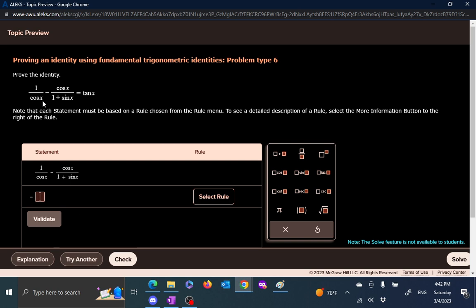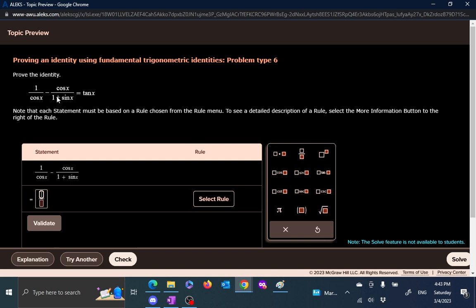So we have 1 over cosine of x minus cosine of x over 1 plus sine of x. We want to show that that is equal to tangent of x. So what do we do? There are two fractions here. Maybe we try to actually take common denominator and subtract them, see what happens. So I want to take a common denominator. So how do you do common denominator? Numerator times denominator of this minus denominator of the first one times numerator of the second one.